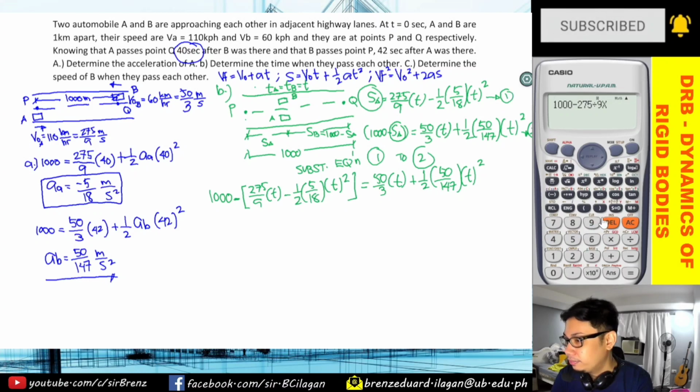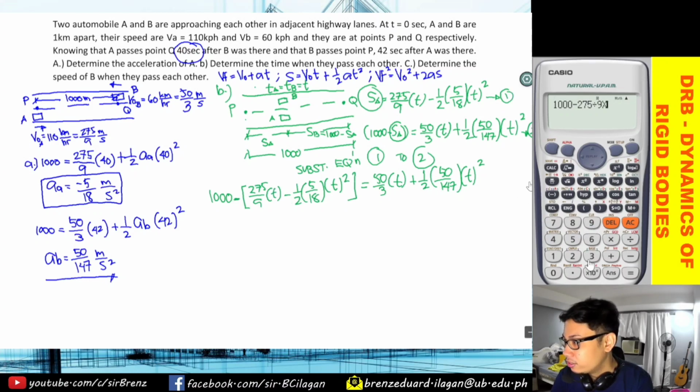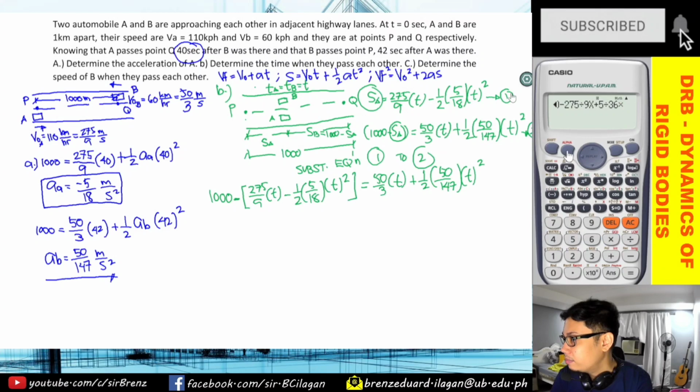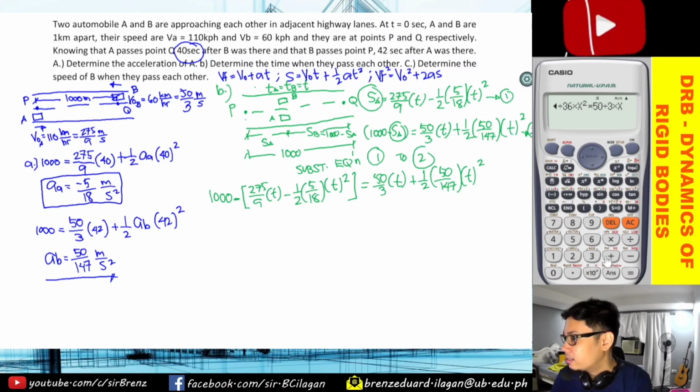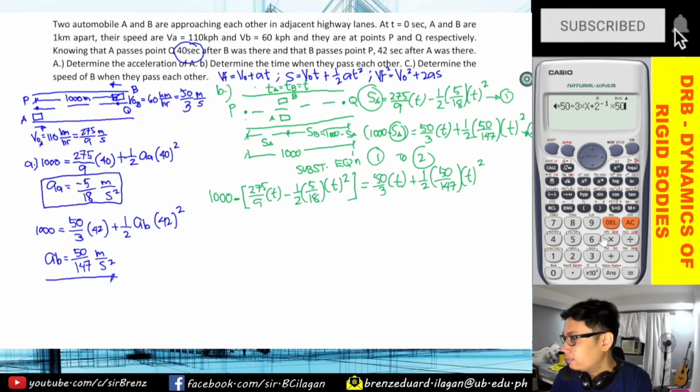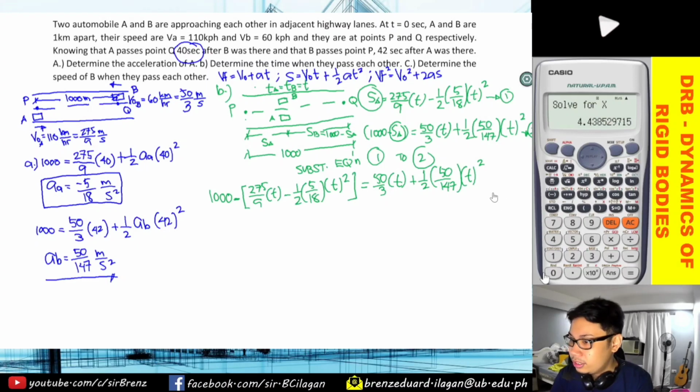So alpha x, and then minus, so magiging plus 5 divided by 2 times 18 is 36 times alpha squared x squared. So equals to 50 divided by 3x times x plus 1/2 of 50 divided by 147 times alpha x squared. So shift solve natin. So isip kayo ng value, positive value.